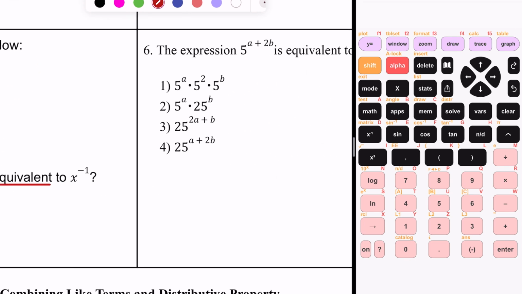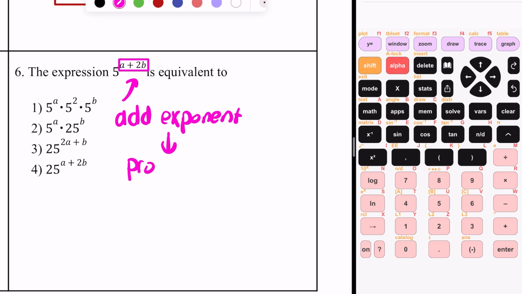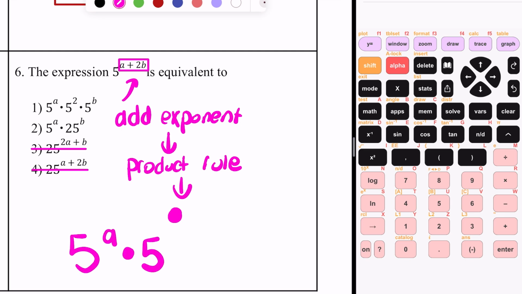And let's try number 6. This expression is equivalent to, okay, the only time that you add exponents is when you have the product rule. Remember, product means that you are multiplying something. So if we're multiplying, it wouldn't be choice 3, it wouldn't be choice 4. Let's see which one it would be. It would be 5a times 5 to the 2b power.